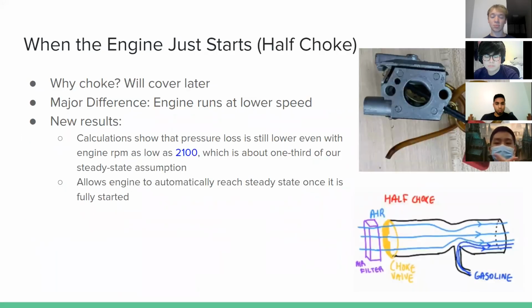But when the engine is just starting itself, the choke valve is at half choke location, which we'll explain later. The major difference here is the engine runs at a lower speed, and our calculation shows that the pressure drop will still be greater than the pressure loss, even with engine RPM as low as 2100. And this allows the engine to automatically reach steady state once it's started.